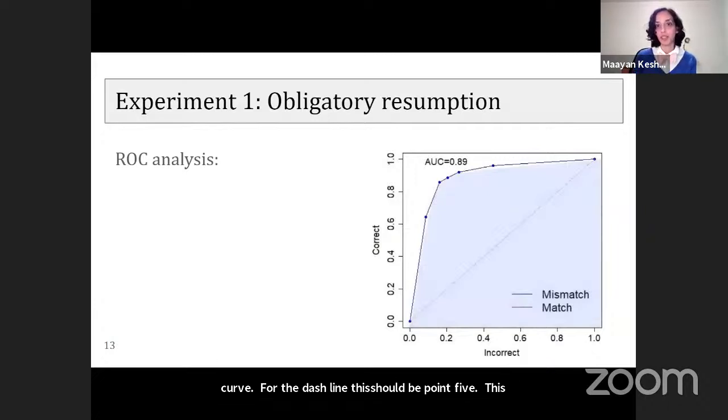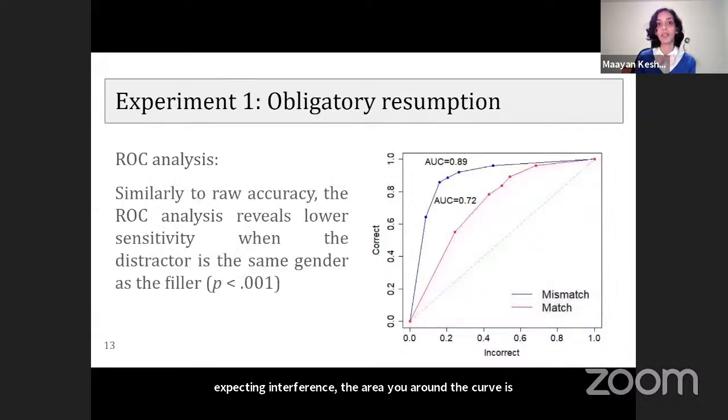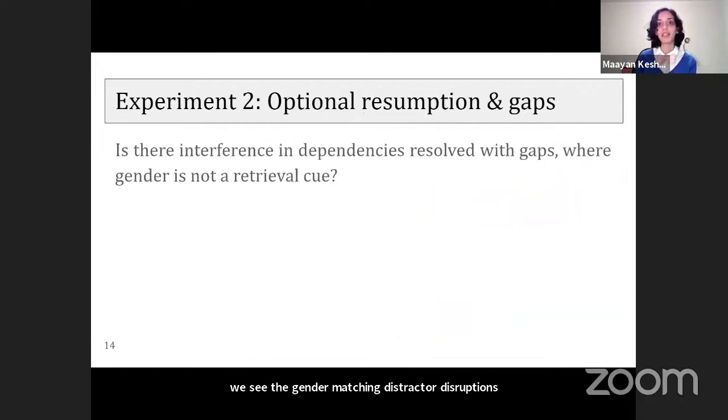In trials with mismatching distractor, where we're not expecting interference, the area under the curve is relatively large. But in the match conditions, we see decreased discriminability. So in line with the simple accuracy analysis, we see here that the gender matching distractor disrupts comprehension. So overall, we observe similarity-based interference in object relatives, which are resolved with a grammatical resumptive pronoun, where gender is a retrieval cue.